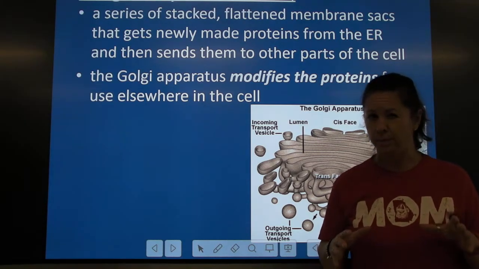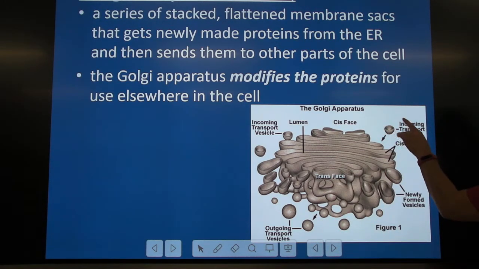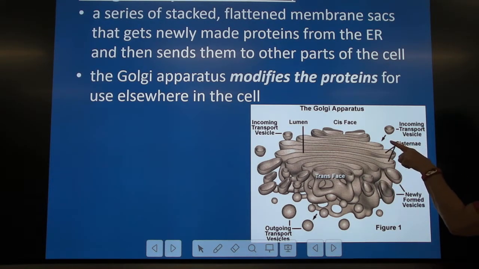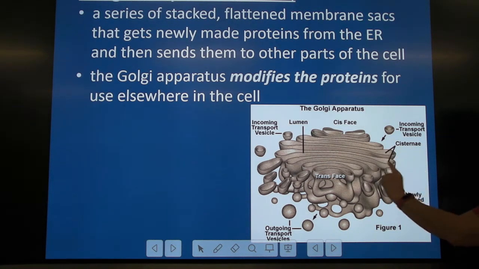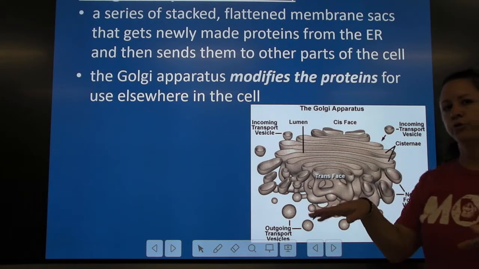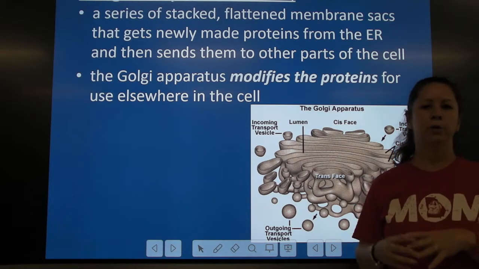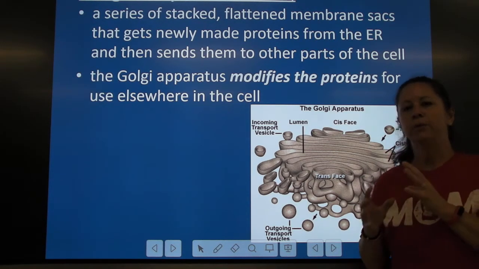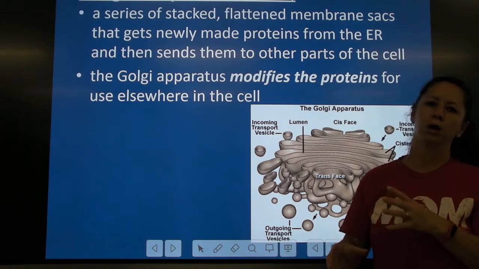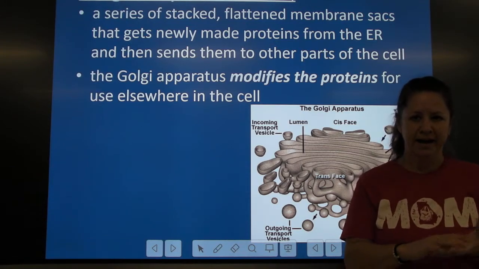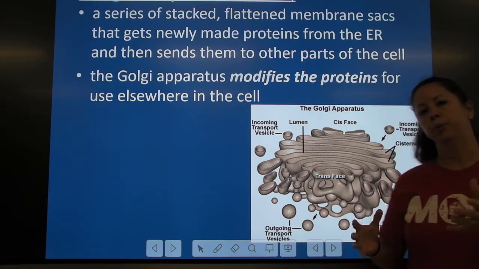They're kind of fixed up. So you get this little vesicle over here, slammed full of proteins. It attaches, the proteins work their way through all these sacs, and as they go through it, the Golgi apparatus is fixing the proteins. It's making them better. It's making them so that they'll work like they're supposed to. So it's doing a little rearranging and modifying and fixing of the proteins.